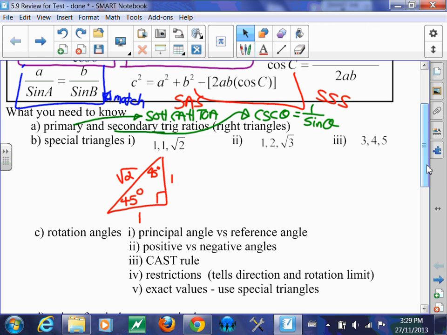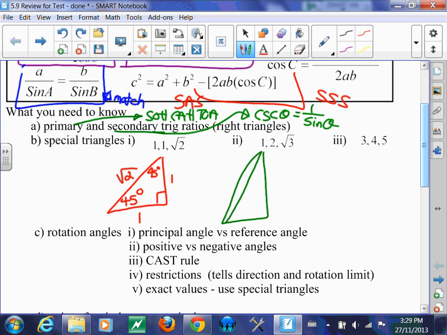Okay, taking a look at the second trig special triangle, it's a 1, 2, root 3. And I apologize, maybe that should be a little better like that. It doesn't look much like a triangle, does it now, gang?